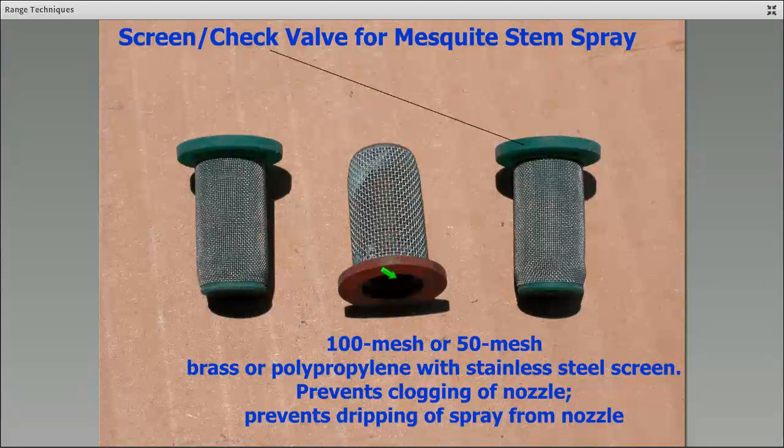Also, by using these little check valves, you will prohibit it from dripping whenever you cut off the pressure. Basically, that check valve only opens up whenever the pressure gets to a certain point, whatever that valve is set for.